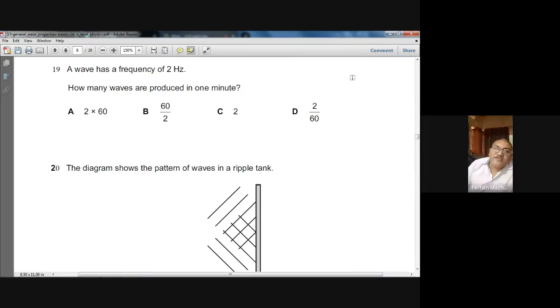A wave has a frequency of 2 hertz. How many waves are produced in 1 minute? You know, the frequency means the number of waves produced in 1 second. The frequency is 2 hertz, so it means there are 2 waves produced in 1 second. In 1 minute, we have 60 seconds. In 1 second, 2 waves are produced. So in 60 seconds, how many waves will be produced? 2 multiply 60. So A is the right choice.